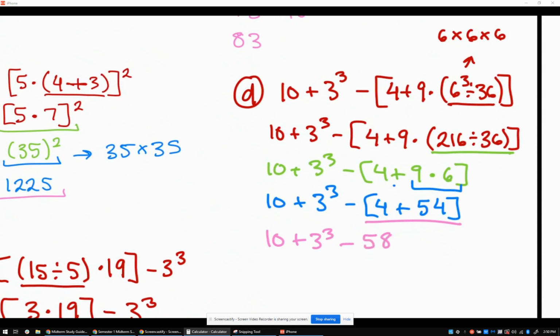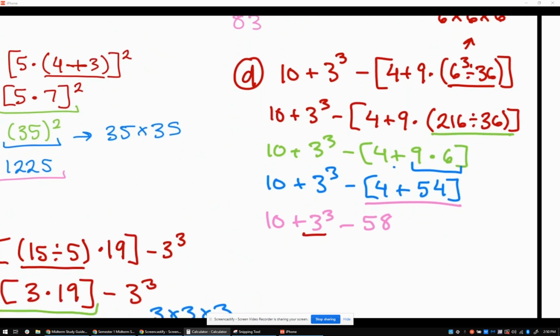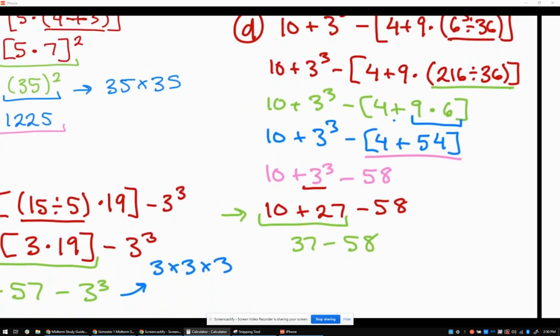Okay, that finally takes care of the brackets and the parentheses, so I can do this exponent here, which is, remember, 3 cubed is 3 times 3 times 3. So this is 10 plus 27 minus 58. We're going to go left to right with our adding and subtracting here. Starting with 10 plus 27, which is 37. Then we can do 37 minus 58, which is negative 21.